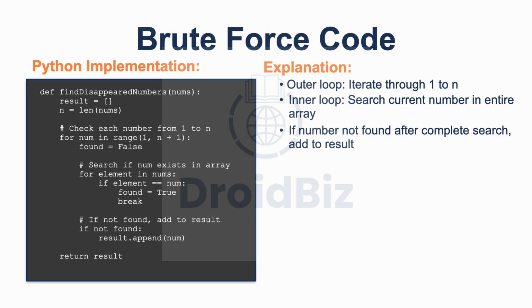Let me explain the key points. The outer loop iterates through 1 to n. The inner loop searches for the current number in the entire array. If the number is not found after the complete search, we add it to the result. This nested loop structure gives us big O of n squared time complexity.